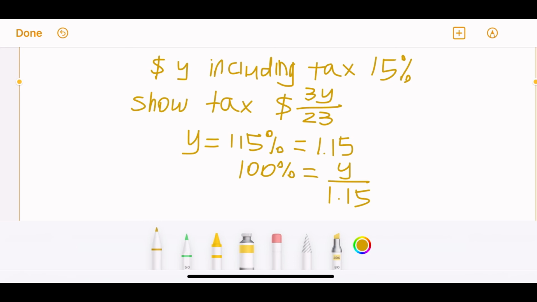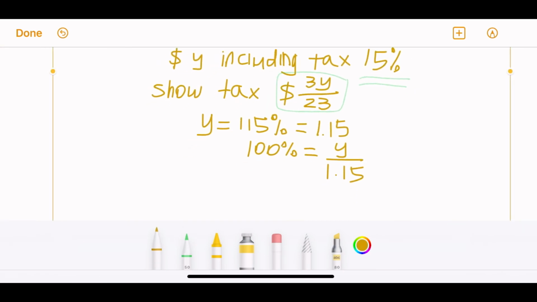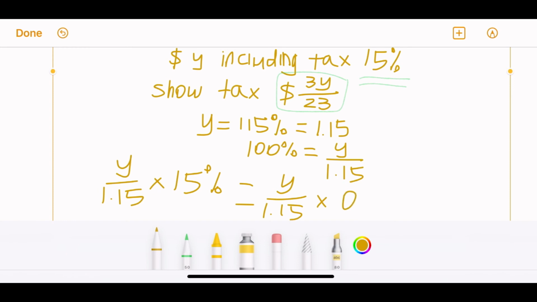Then y over 1.15 is just the original price, but we want to show that the tax is equal to this. So the tax is 15% as given. So if I multiply the original price by the tax, 15%, then I will get the exact amount of the tax, right? So that's what I'm going to do right now. I'm going to say I will do y over 1.15, the original price, multiplied by the tax, 15%. So now I'm going to do y over 1.15. I'm going to show every one of my steps. And then 15% converted into a decimal is 0.15.